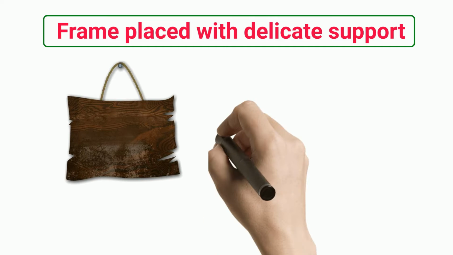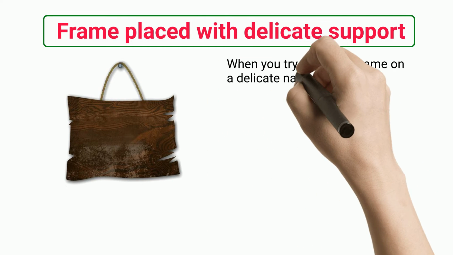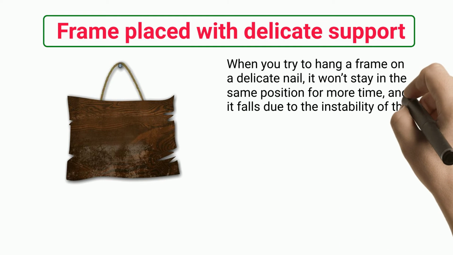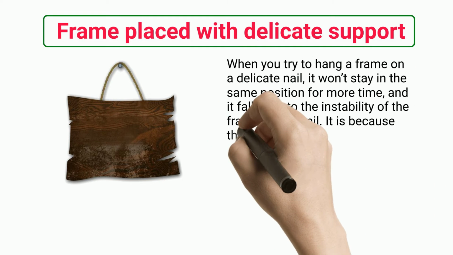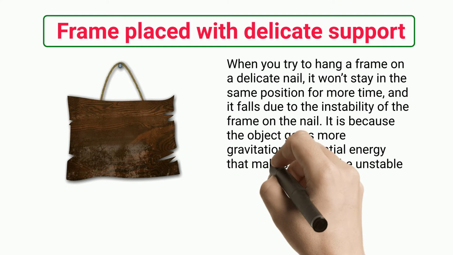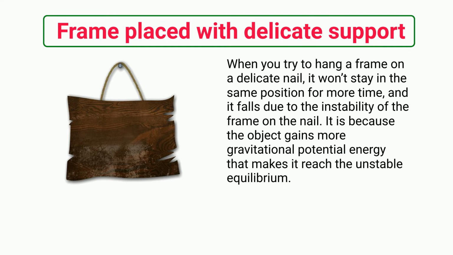Frame placed with delicate support. When you try to hang a frame on a delicate nail, it won't stay in the same position for more time, and it falls due to the instability of the frame on the nail. It is because the object gains more gravitational potential energy that makes it reach the unstable equilibrium.